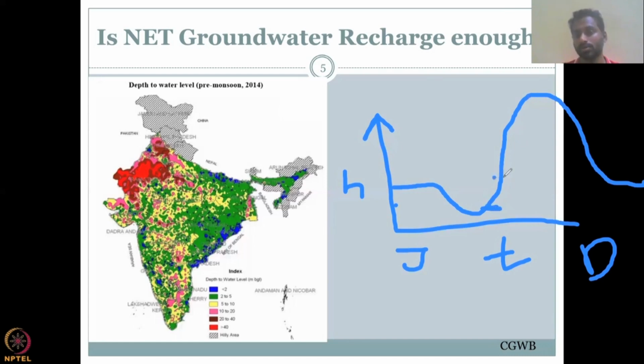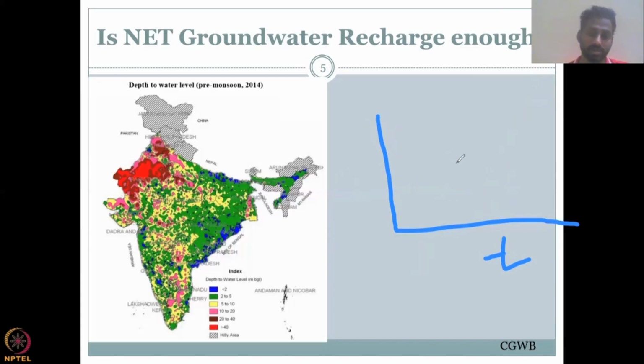You cannot say that, oh, no, I'll start here because I don't take into consideration the water I used for agriculture, etc. So you have to take from this and also include the water that you have taken out for recharge and groundwater irrigation, etc. So it is very important to understand that net groundwater recharge.